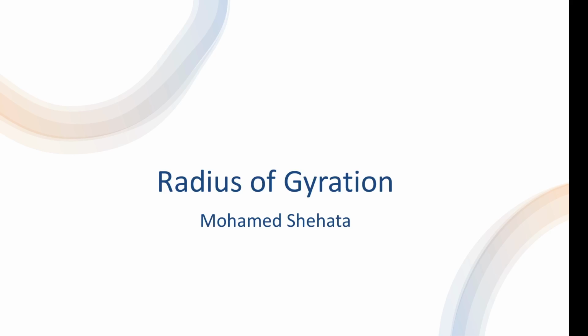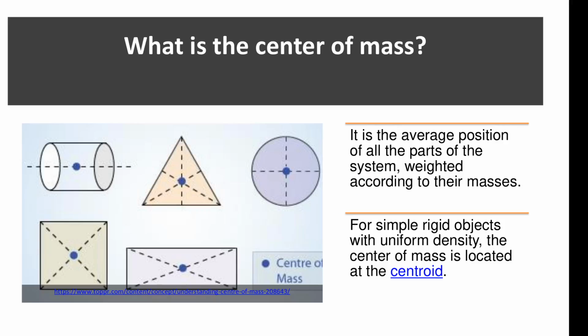So to understand the concept of radius of gyration, you have to understand the concept of the center of mass of an object, which is defined as the average position of all the parts of the system weighted according to their mass. And I think you can understand that for a simple rigid or regular system, the center of mass would be identical with its geometrical centroid.